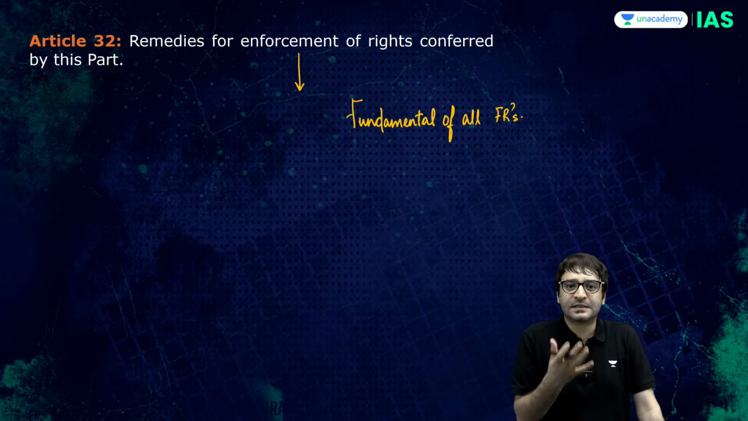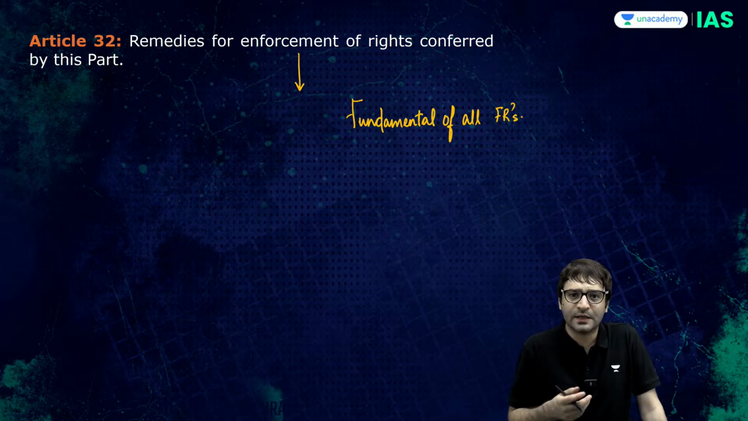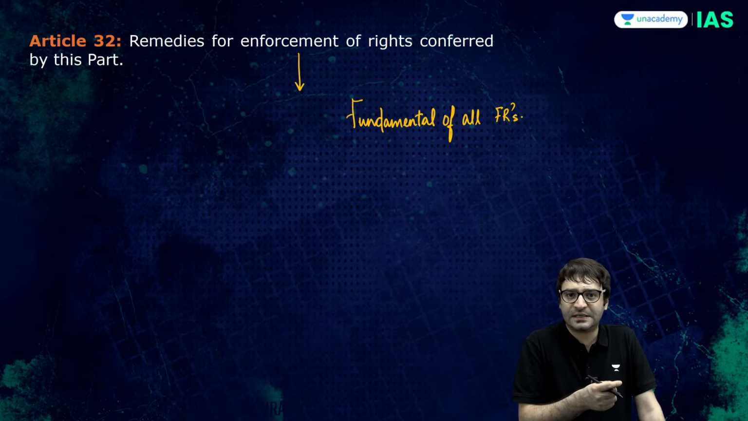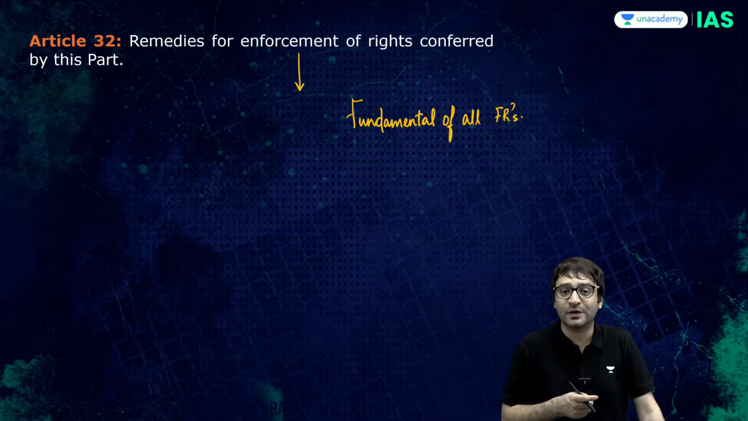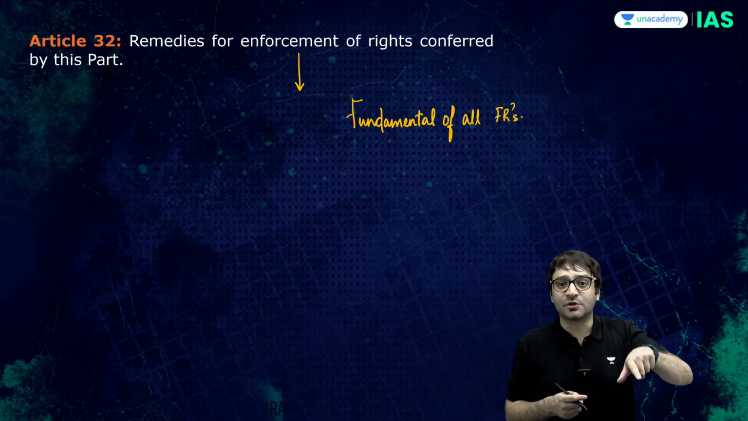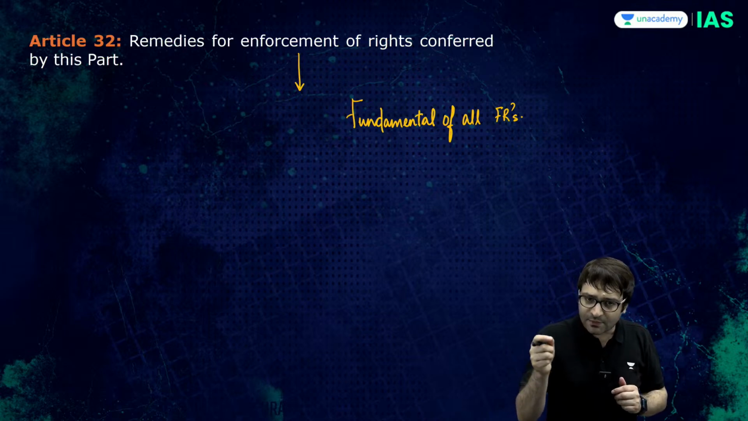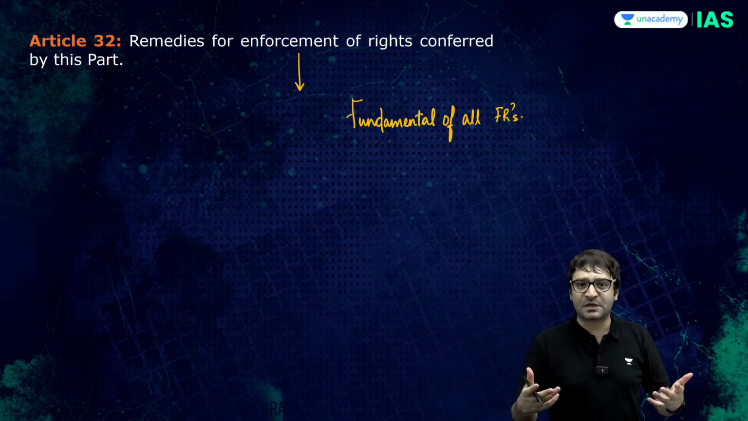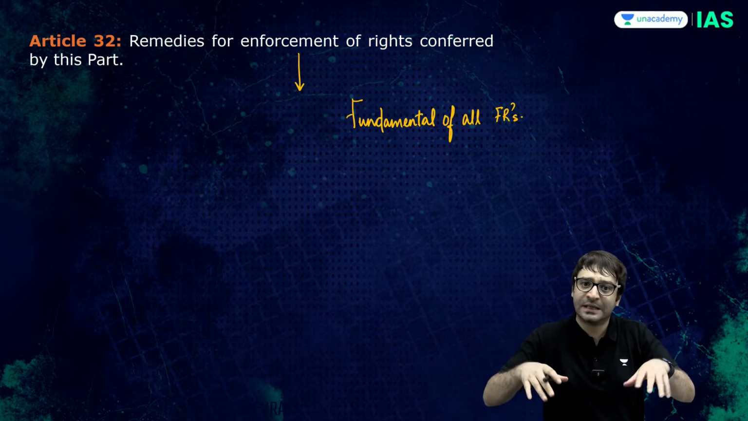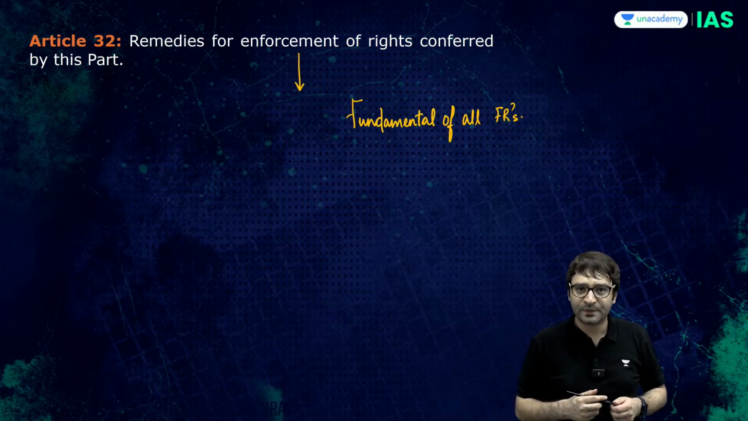Because without Article 32, because what is Article 32? If your fundamental rights are violated, you can drag the state to the Supreme Court under Article 32, and it is mentioned in the Constitution. What is mentioned in the Constitution? Maybe you are asked, are these writs of habeas corpus, mandamus, prohibition, certiorari, quo warranto mentioned in the Constitution? Yes, they are under Article 32.